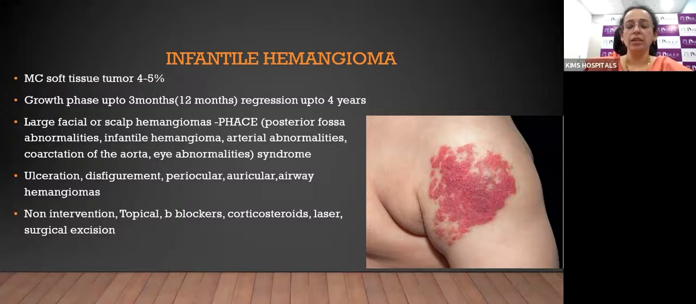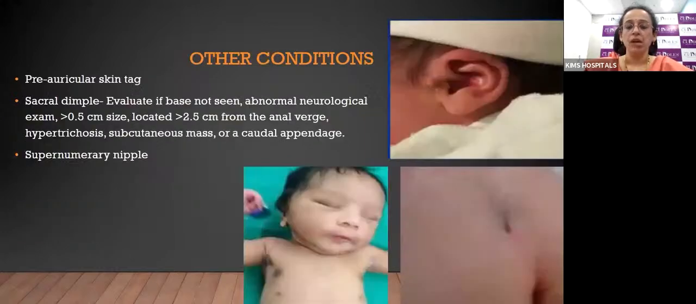So then they need some therapies, and if they are in the periocular area also, they can affect the vision, and auricular also can affect hearing of the child, and also airway hemangiomas are particularly life-threatening, which need immediate evaluation and treatment. So there are some other miscellaneous conditions which we normally see in babies.